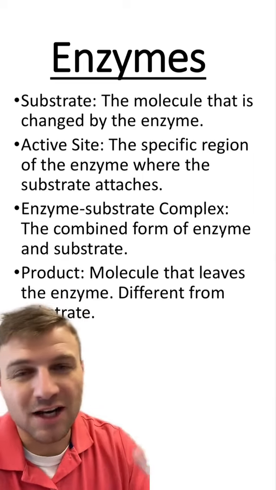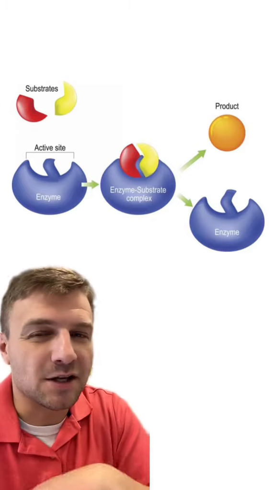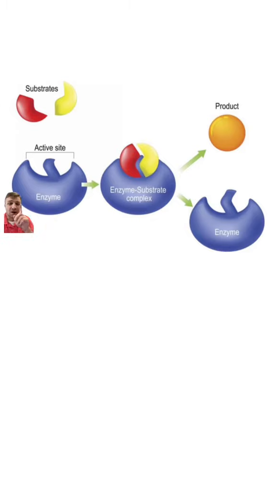I know there's a lot of words here, but let me show you what I mean. This makes it easier to understand. So here's our enzyme. Remember that enzymes are proteins that have a specific structure that will determine its function. Here are two substrates. So this specific enzyme is going to join the substrates together.